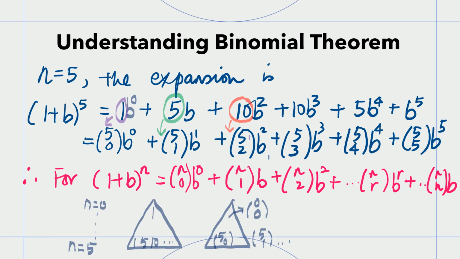Right, so if you're going to do it for a general form, it will look like this. If you want to expand 1 plus b to the power n, when n can be any positive integer, then how would the expansion be like? So it would be bracket n, 0, b to the power of 0, plus n, 1, b. You know, it starts with b to the power of 0, then b to the power 1, b to the power of 2, so on and so forth. So this will be your general term.